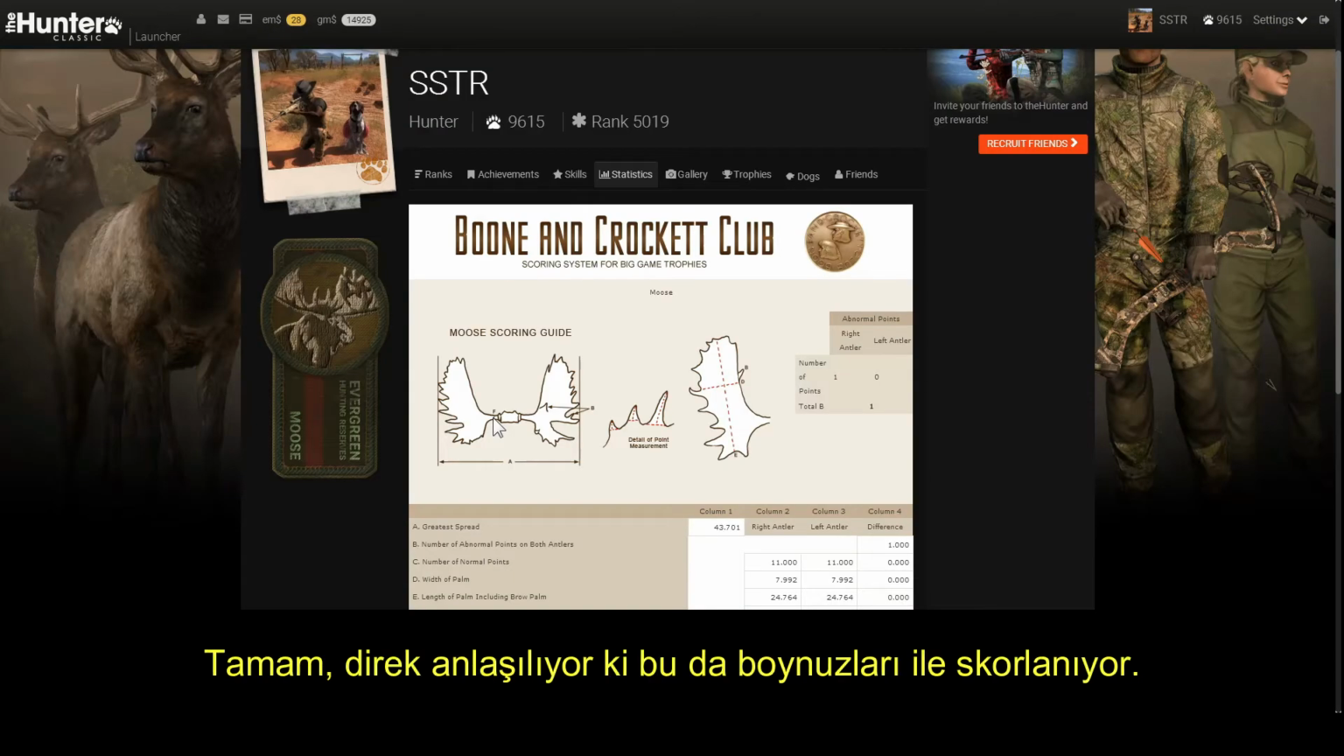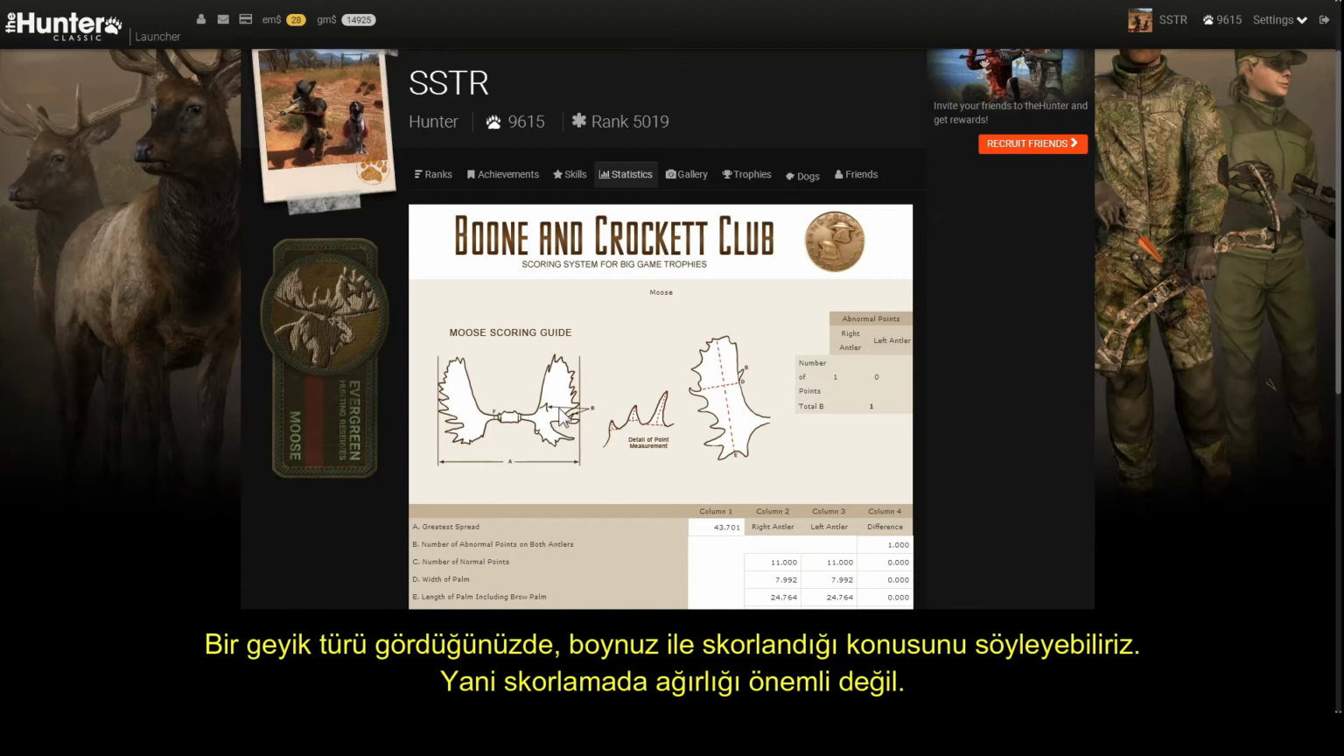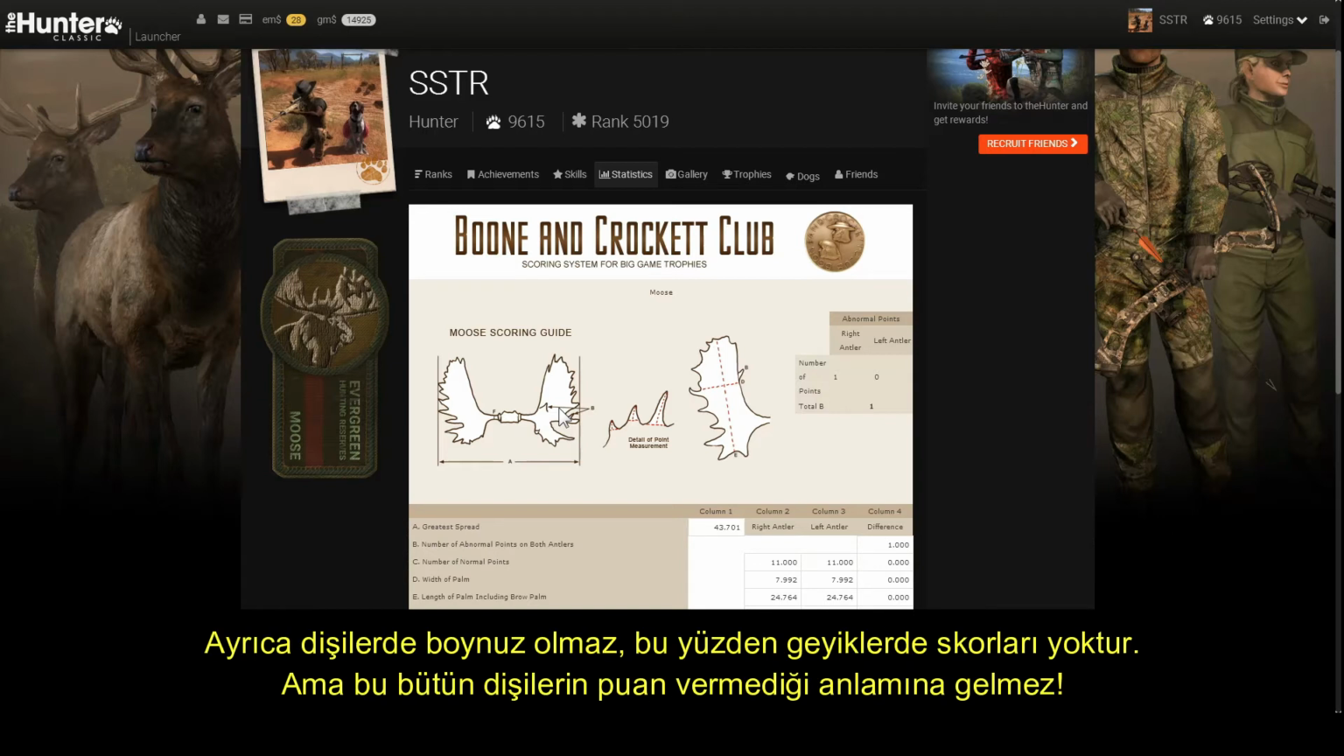Okay, so far so good. You can already tell that it is also scored by the antler. When you see a deer type, you can easily tell that the antler is the main reason they get scored, so their weight is not really important at this point. Also, females don't have antlers, so therefore they don't have scores for this species. However, it does not mean that all species don't have scoring for females.